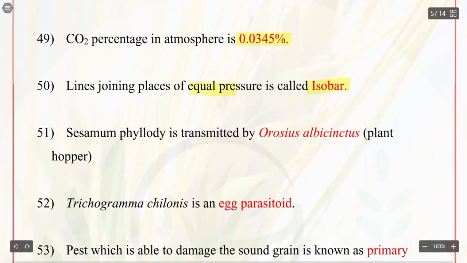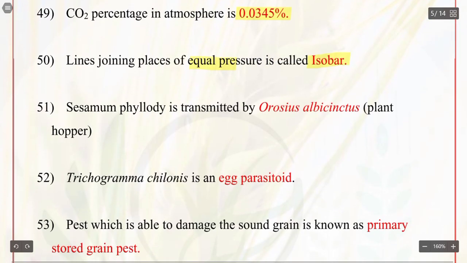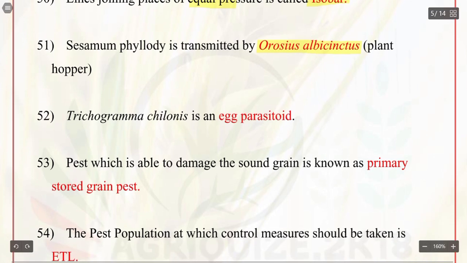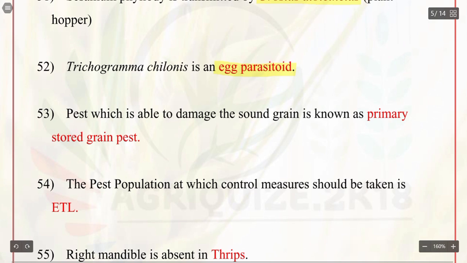Next, Sesamum phyllodes is transmitted by Orosius albicinatus, plant hopper. Next, Trichogramma chelonis is an egg parasitoid. Question number 53. Pest which is able to damage the sound grain is known as primary stored grain pest.